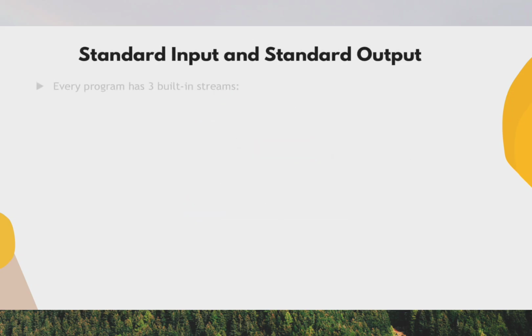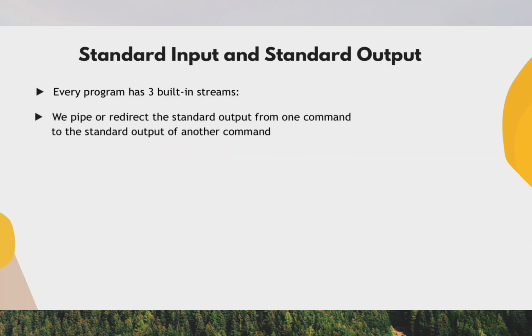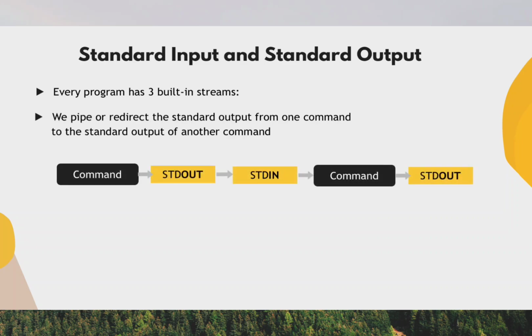And as I mentioned at the very beginning, each command in Linux can have an input and output. And this input and output actually have formal or official terms in Linux called standard input or stdin and standard output, stdout. So with these terms, we're talking about piping or redirecting the standard output from one command to the standard input of another command.